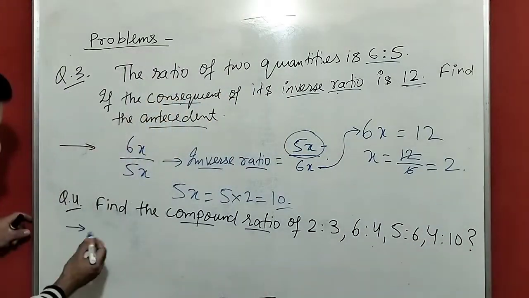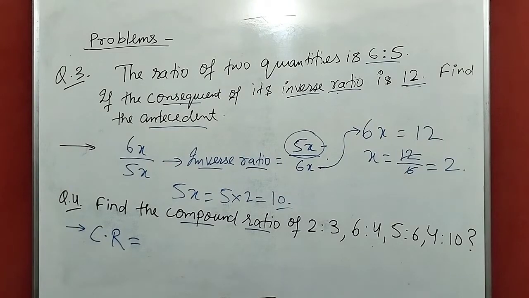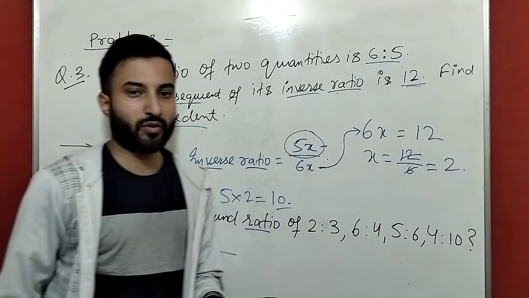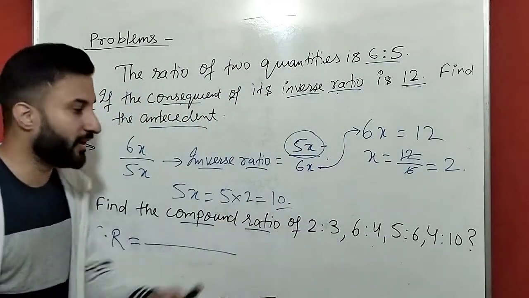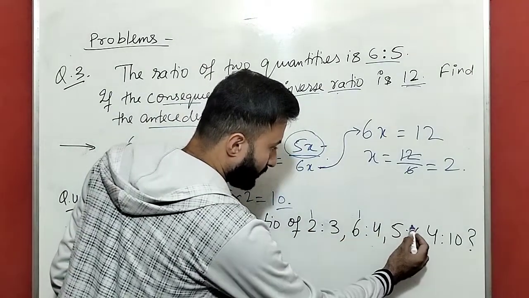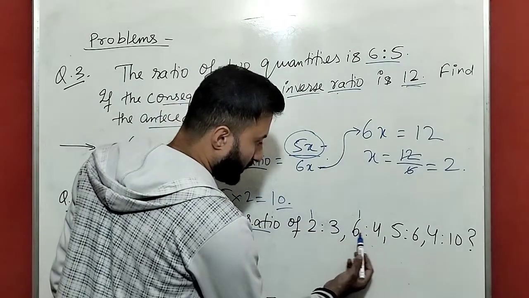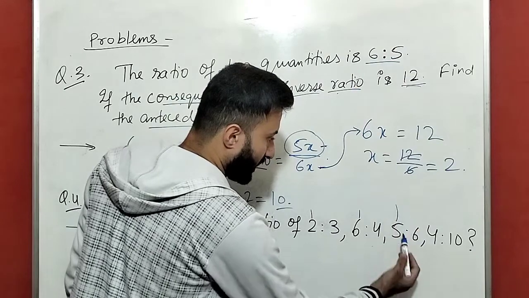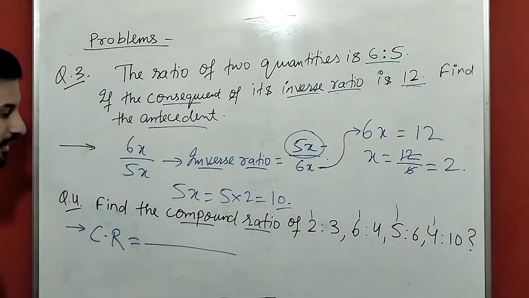So compound ratio means CR, not Cristiano Ronaldo. See here the compound ratio. Compound ratio, guys, as I have told you, is product of antecedent by product of consequent. We know the antecedent is what? This first one is the antecedent, right? 2 is to 3. 2 is the antecedent, 3 is the consequent. 6 is to 4. 6 is the antecedent. 5 is to 6. 5 is the antecedent. 4 is to 10. 4 is the antecedent, right?